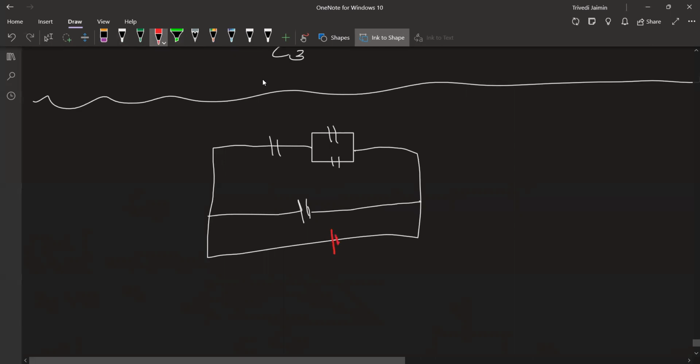This is the voltage supply, 6 volt, 4 microfarad, 5 microfarad, 2 microfarad, and 3 microfarad. It's very easy. Come on, solve it fast. Then we can do some good questions. Okay. Solve it.